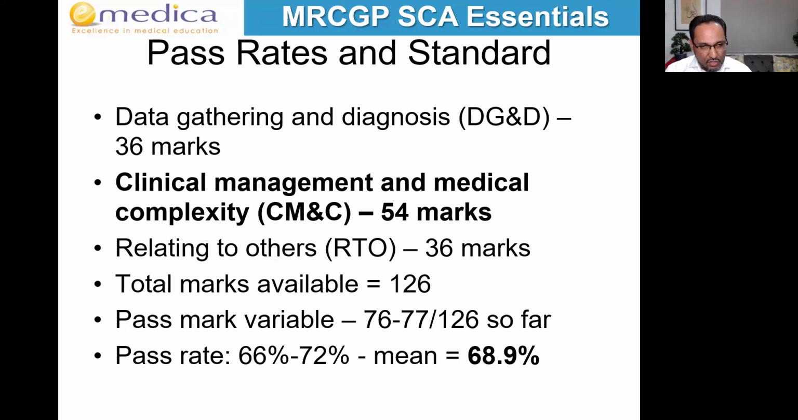And they adjust the pass mark based on how hard the cases were on that day. So the pass mark can be different on different days, because some days the cases are more difficult than others. So far, the pass mark has been either 76 out of 126 or 77 out of 126. So it hasn't changed that much, okay? But it can change. And it's possible, theoretically, that on some days it could go up a bit more. It could be 78 out of 126, for example.